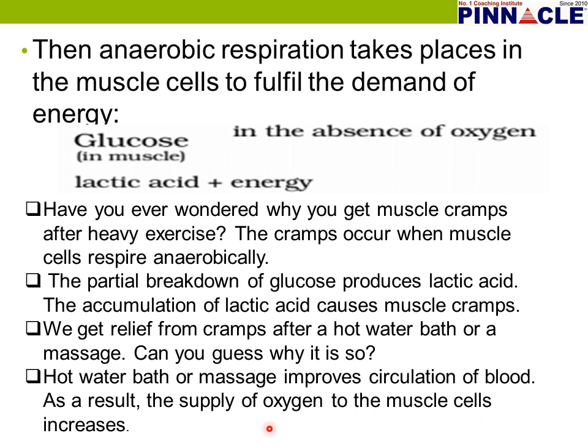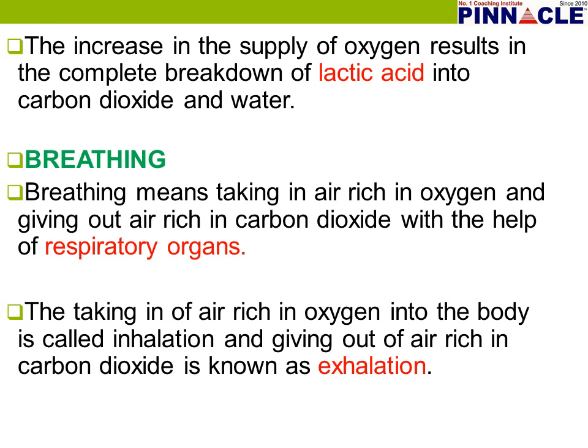When the supply of blood to muscle cells increases, oxygen is supplied, and then proper aerobic respiration takes place. In aerobic respiration, carbon dioxide plus water plus energy are produced. The increase in the supply of oxygen results in the complete breakdown of lactic acid into carbon dioxide and water, which we have seen. Now, what is breathing?